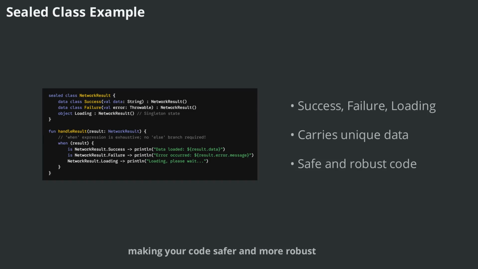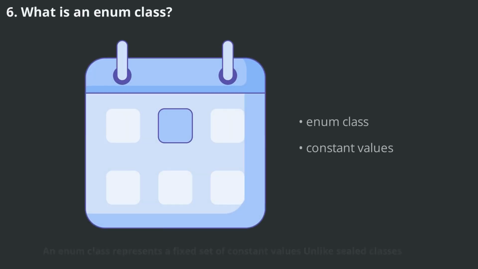Enum class represents a fixed set of constant values. Unlike sealed classes, each enum constant is a single instance and doesn't hold unique architectural states. Enums are perfect for modeling things like the four cardinal directions or traffic light colors, where the set of possible values is known and unchanging.